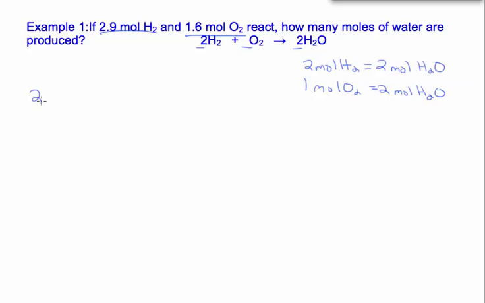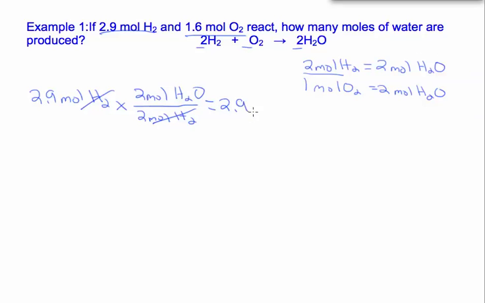So we have 2.9 moles of H2. If we want moles of H2 to cancel out, we have to put moles on the bottom. And our equation here says 2 moles of H2 and 2 moles of water. So even though these numbers are both 2, it's basically a 1-to-1 ratio. Because times 2 and divided by 2, we're going to make 2.9 moles of water.